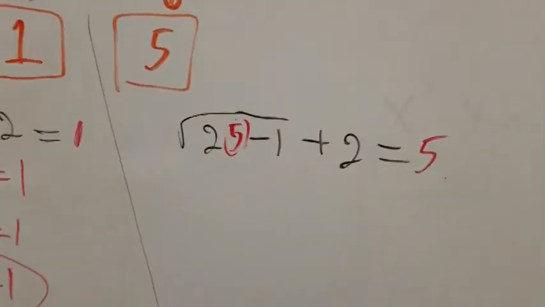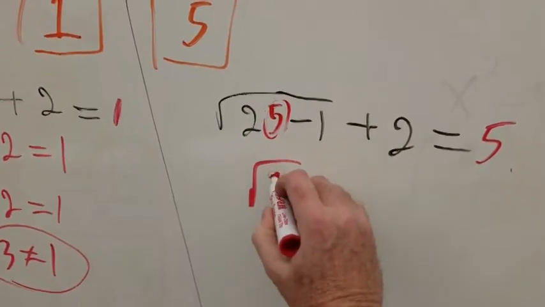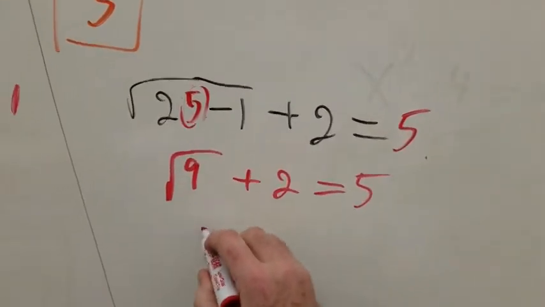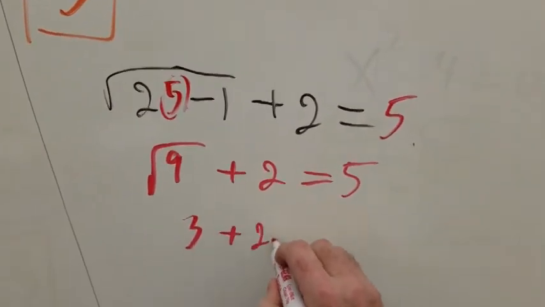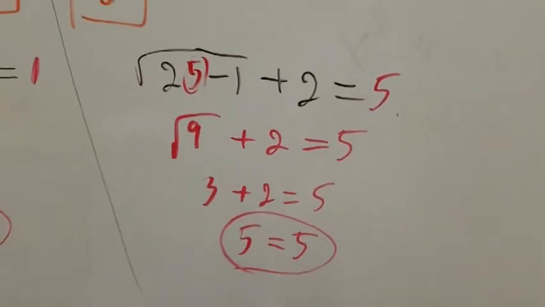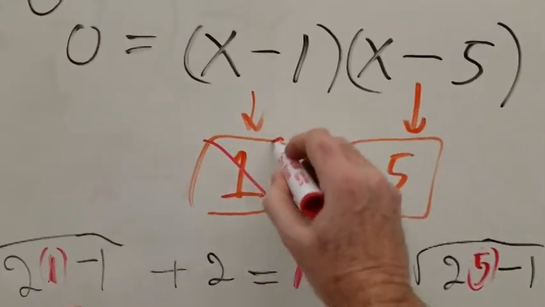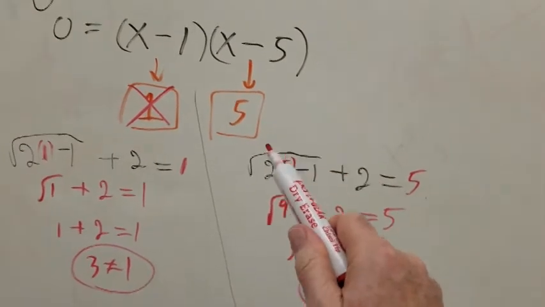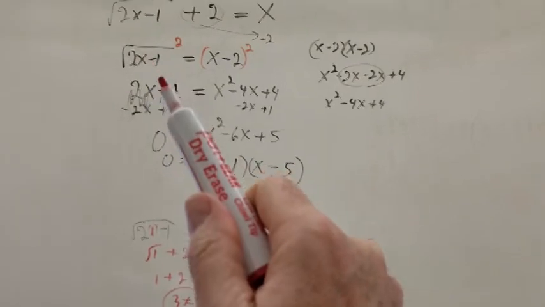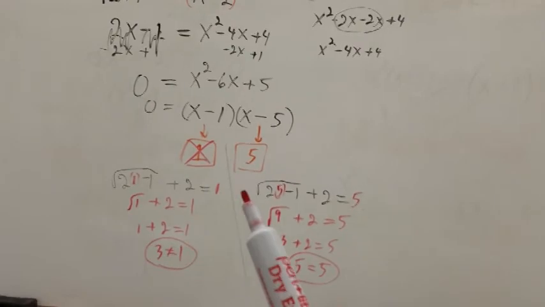Let's look at this one here. 2 times 5 is 10. 10 minus 1 is 9. So I've got radical 9 plus 2 equals 5. Well, the square root of 9 is 3, plus 2 equals 5. So see there? 5 equals 5. This one checks good. That one checks. The 1 does not work. So our answer for this problem is 5. You have to check with radical problems. You always have to do this check because one of them will not work usually and one will work.